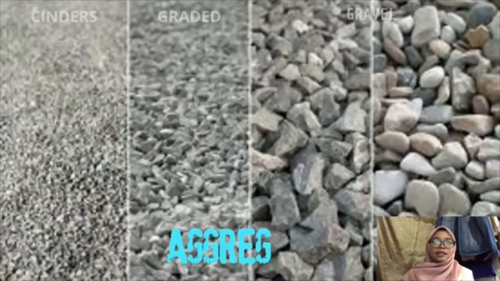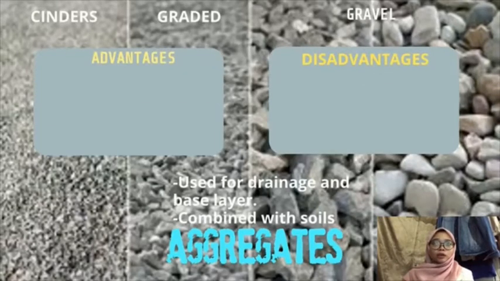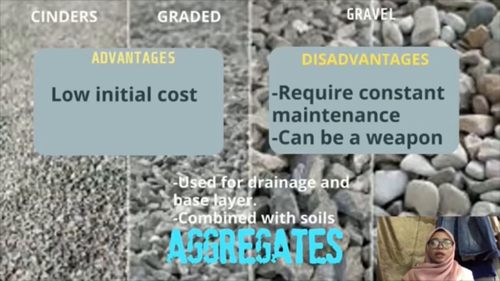Okay, aggregates. Aggregates have three types, which are gravel, graded stone and cinders. It is used for drainage and base layers and combined with soils. The advantage is low initial cost, and the disadvantages are that it requires constant maintenance and can be a weapon. As we know, when we were in school, we used to pick up stones during the assembly and throw them at our friends. So that is the type of aggregates.